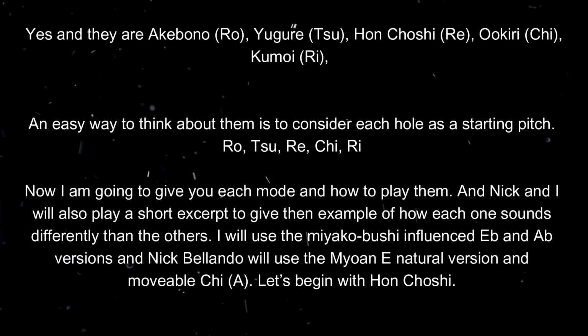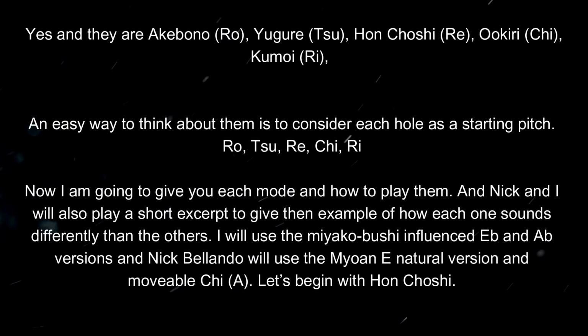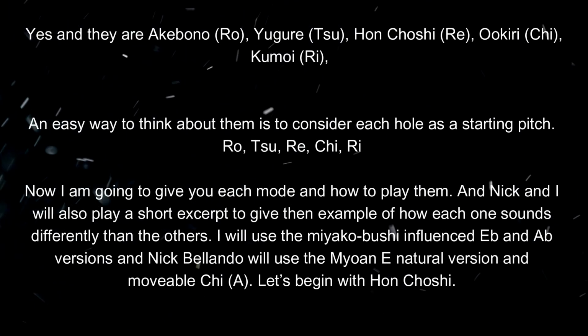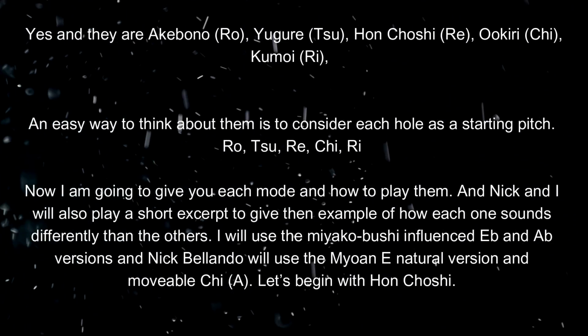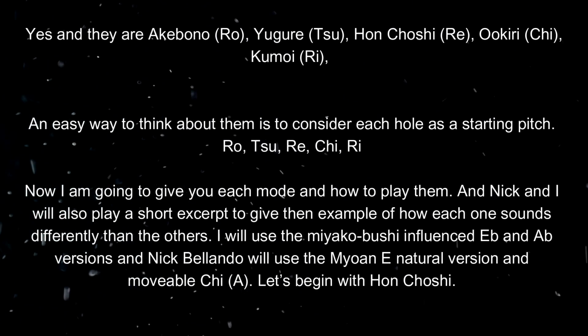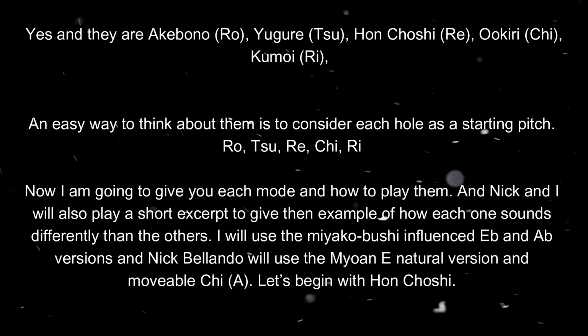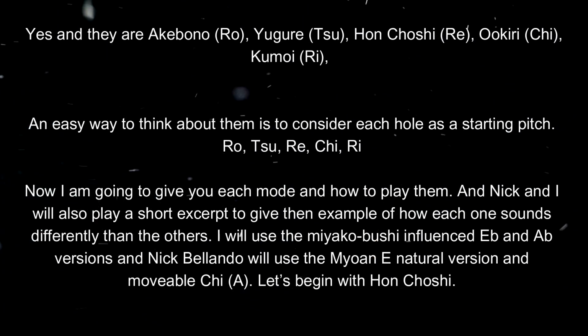Yes, they are akebono, ro, yugure, tsu, honchoshi, re, okiri, chi, kumoi, ri. An easy way to think of them is to consider each hole as a starting pitch: ro, tsu, re, chi, ri. I'm going to give you each mode and how to play them, and Nick and I will also play a short excerpt to give you an example of how each one sounds different than the others. I will use the Miyako Bushi influenced E-flat, A-flat versions, and Nick Belando will use the Myoan E natural versions with the movable chi. Let's begin with Honchoshi.